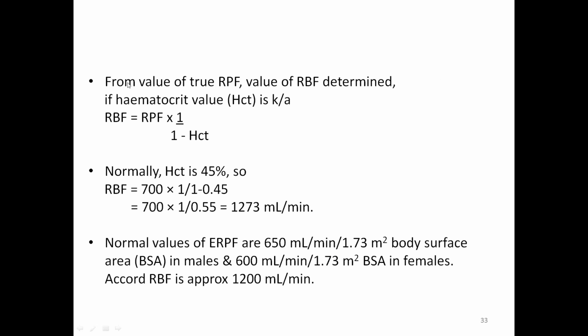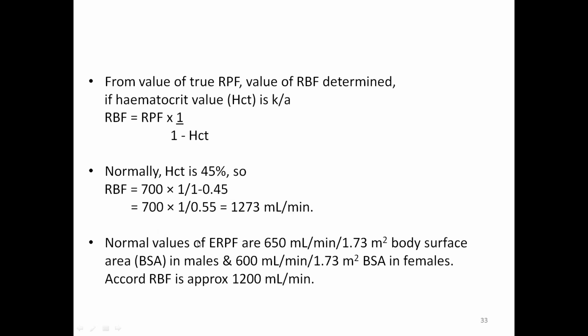Now from the value of true RPF, the value of renal blood flow can also be determined. Here we are using the hematocrit value. So what is the formula? Renal blood flow is equal to renal plasma flow into 1 upon 1 minus hematocrit value. Normally hematocrit is 45%, so on substituting these values, we get renal blood flow as 1273 ml per minute.